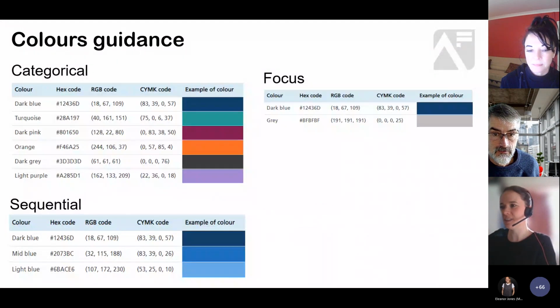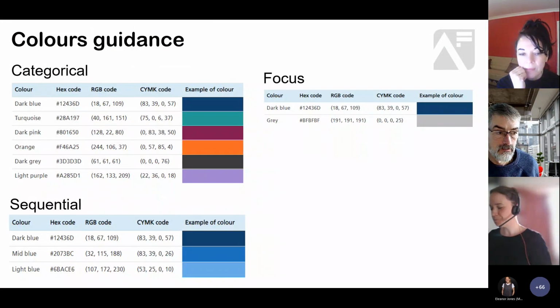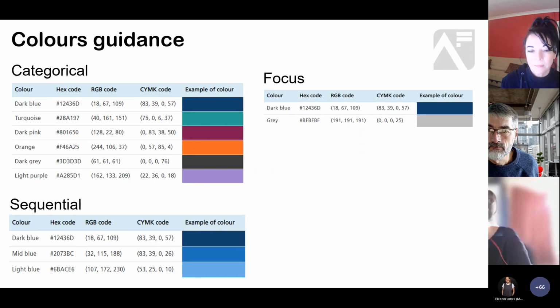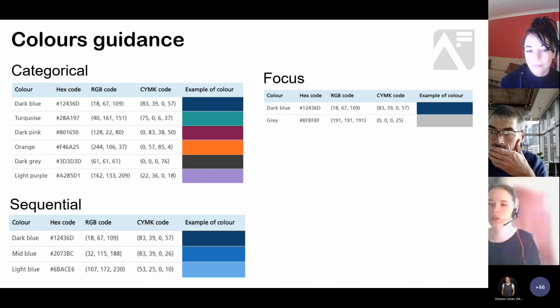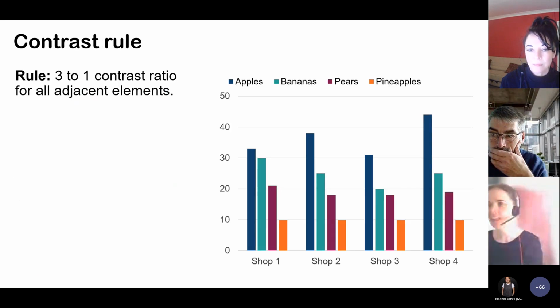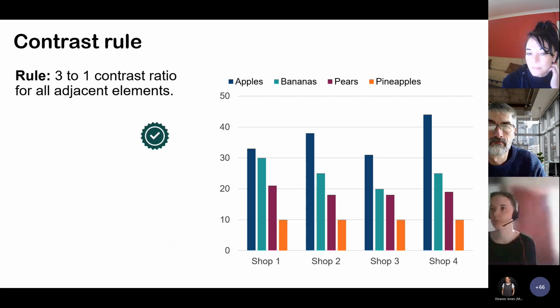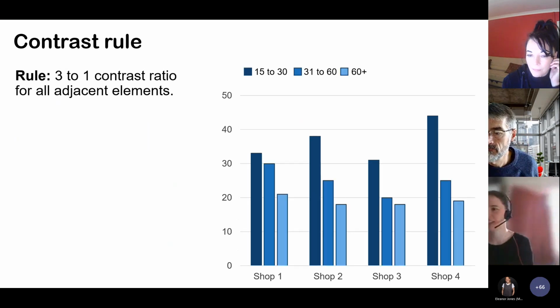So like I said, we've developed these color palettes. They're all online. We've got all the different codes you need to use them. And we're mainly going to look at the categorical one today, but the colors guidance goes into much more detail about how to use the sequential and the focus palettes and the different drawbacks with them. So it's the chart we just looked at. Like I just said, this meets all the 3:1 contrast ratio requirements because it's using our palette. So we get a green tick for that.